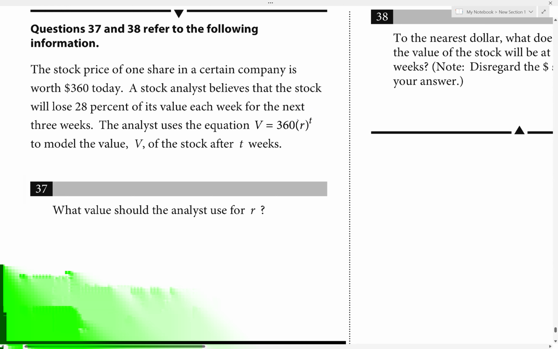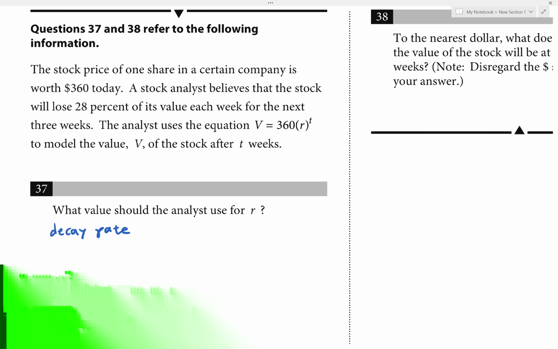Okay, for an exponential model, the r value here is going to be either the growth rate or the decay rate. Again, here we're decreasing, right? We're losing 28% each week. So that should be the decay rate. So we're trying to find the decay rate. So that means we're looking for the number that, as we go from one week to the next, we have to multiply by to find the next week's number.